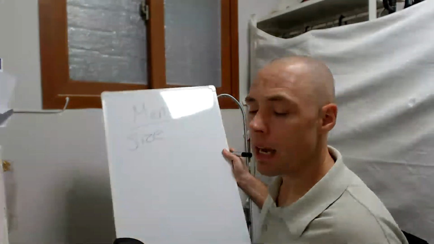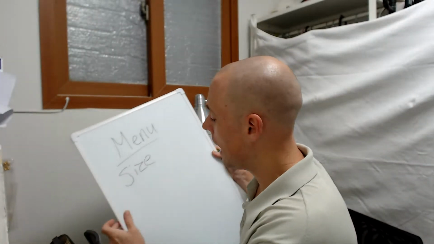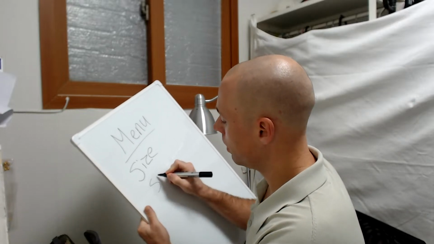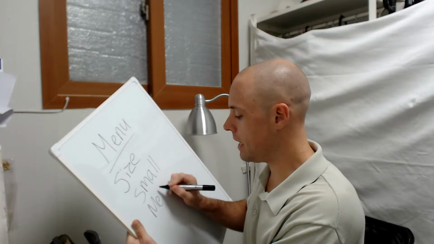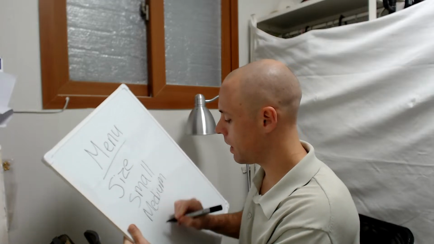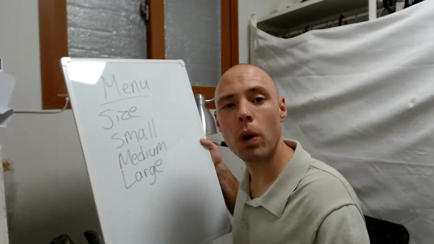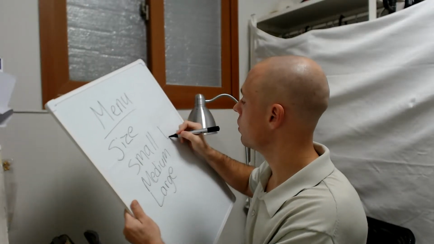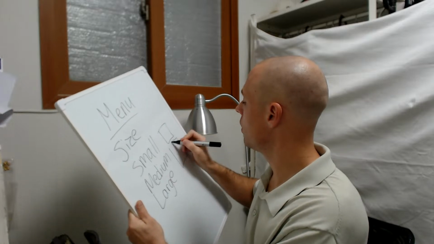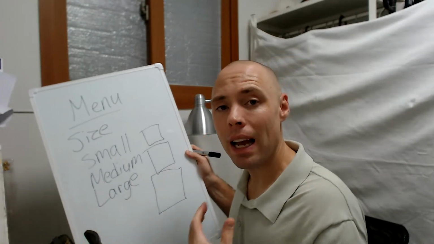In most cafes and in most places, you'll have small, medium, and large. Most places, this is what you order: small, medium, and large. Got the small one here, a little larger there, and the very large one down here. Small, medium, and large.